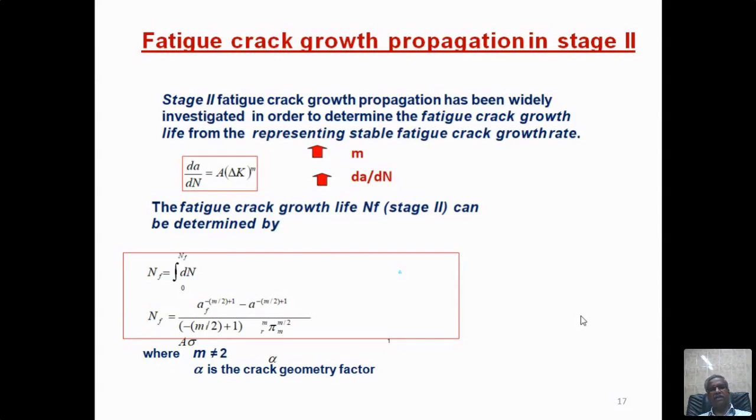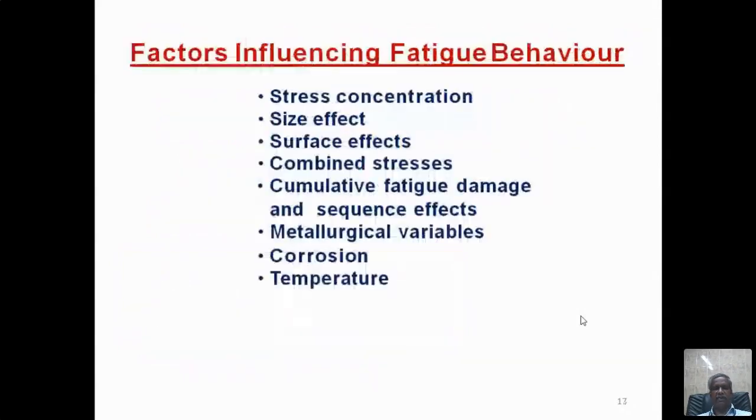da/dN is what? It is the crack growth rate, the speed at which the crack will grow. And then the life you can also evaluate by integrating from the initial crack length to the final crack length, over the number of cycles. By substituting the final crack length, initial crack length, and these values, you can estimate the fatigue life.